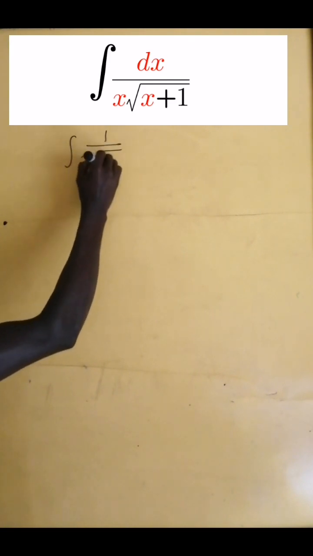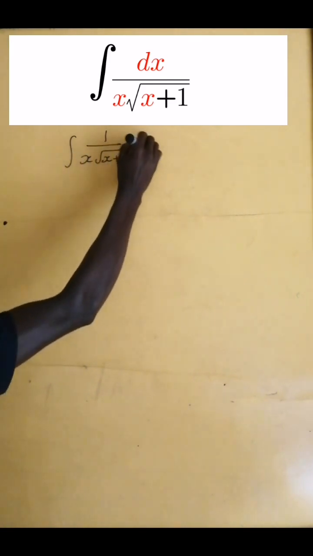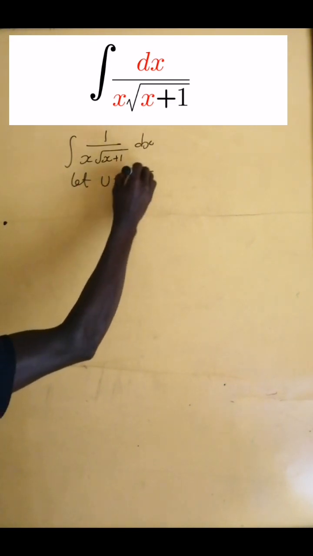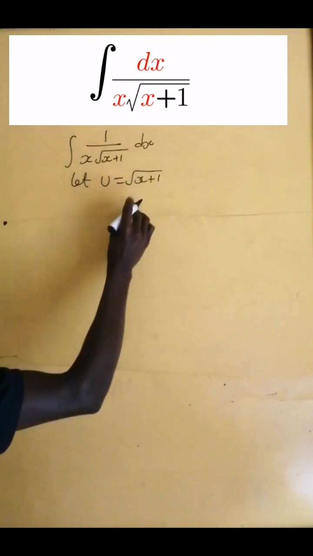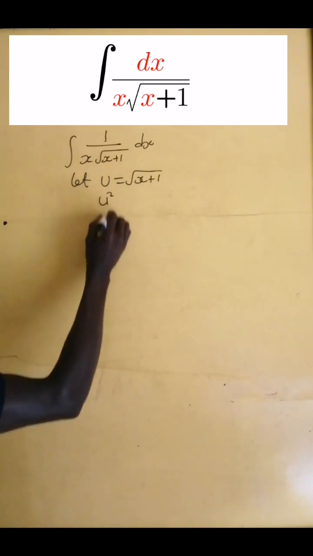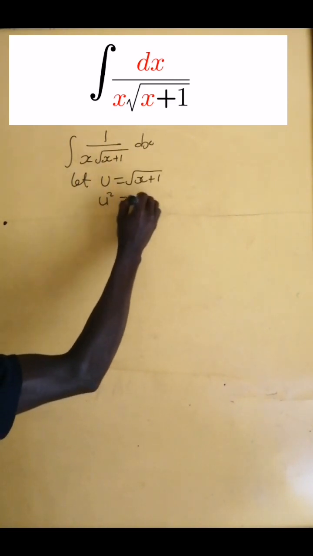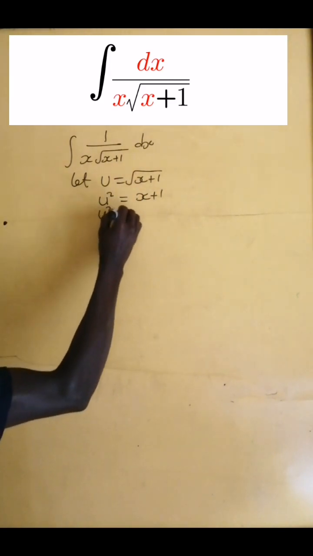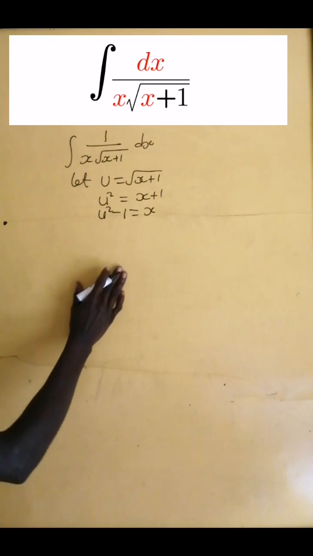Now let's see how we do this integration in very simple steps. For this, if we let u equals the square root of x plus 1, then we have u squared equals x plus 1, and we have u squared minus 1 equals x.